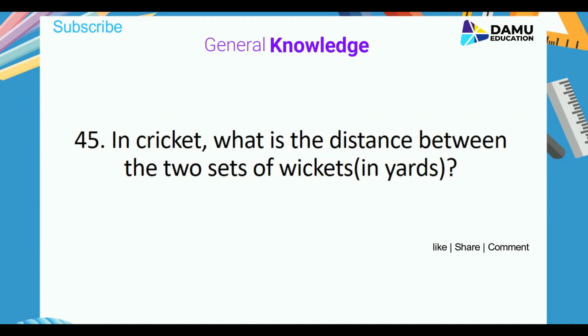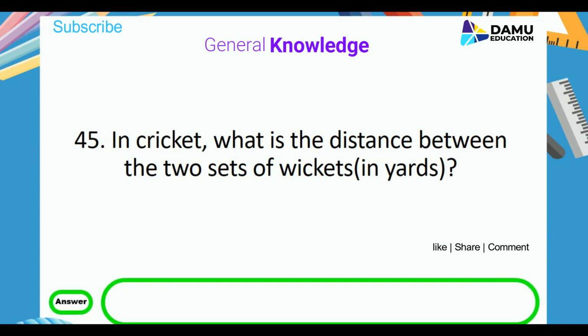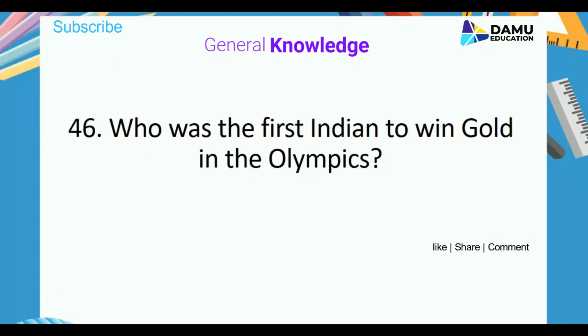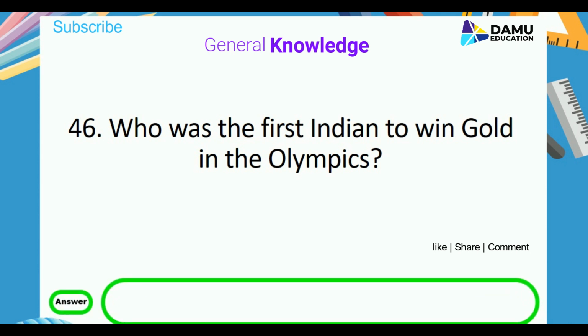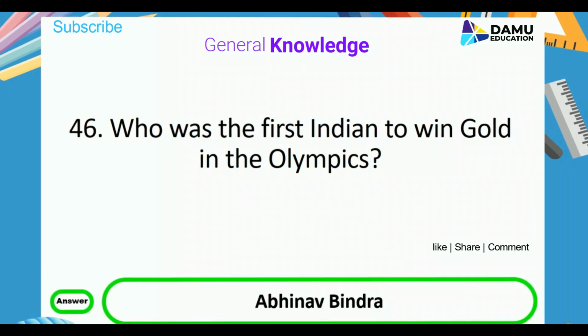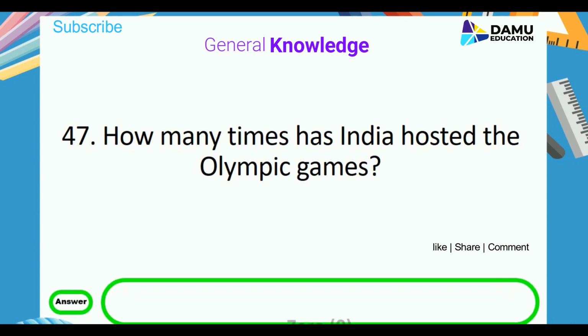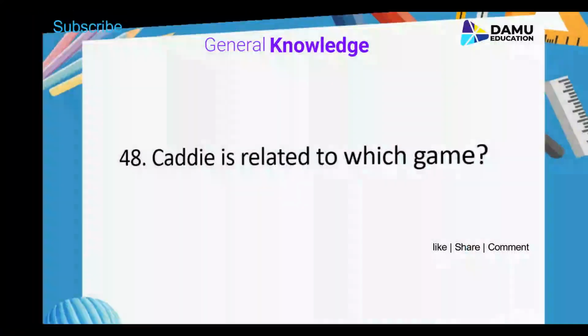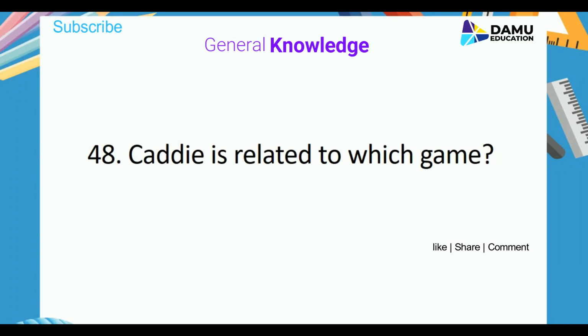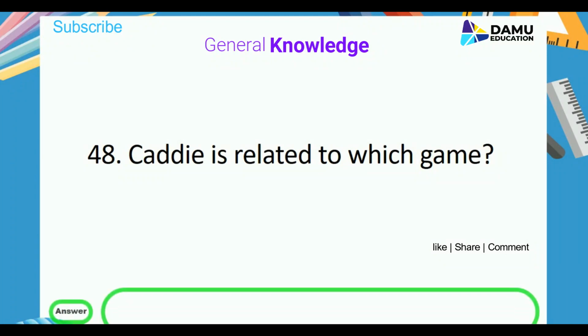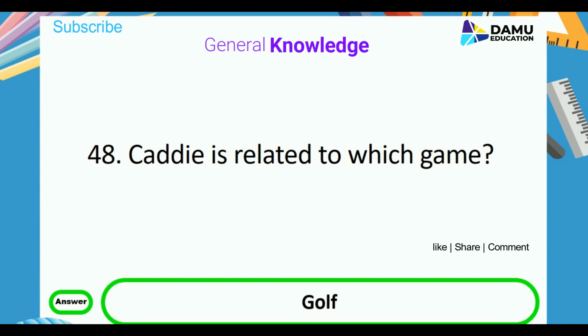In cricket, what is the distance between the two sets of wickets in yards? Answer is 22 yards. Who was the first Indian to win gold in the Olympics? Answer is Abhinav Bindra. How many times has India hosted the Olympic Games? Answer is 0 times. Caddy is related to which game? Answer is golf.